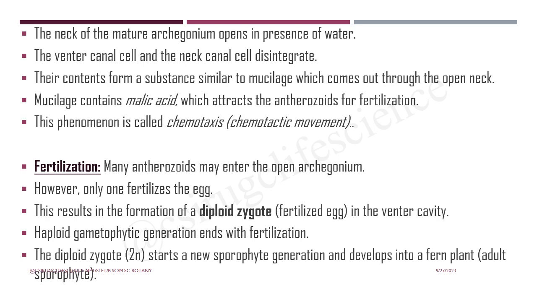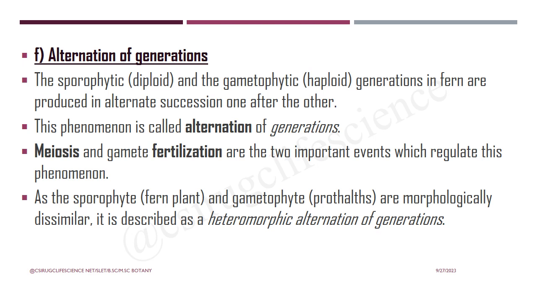Alternation of generation. The sporophytic and the gametophytic generations in fern are produced in alternate succession, one after the other. This phenomenon is called alternation of generation. Meiosis and gametic fertilization are the two important events which regulate this phenomenon. As the sporophyte and gametophyte are morphologically dissimilar, it is described as a heteromorphic alternation of generations.